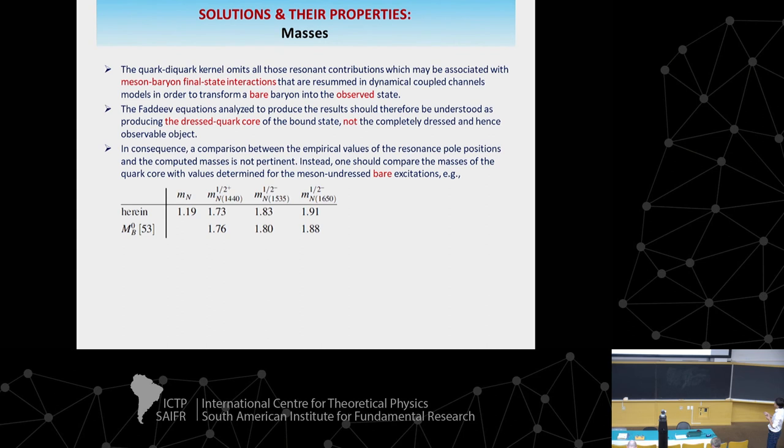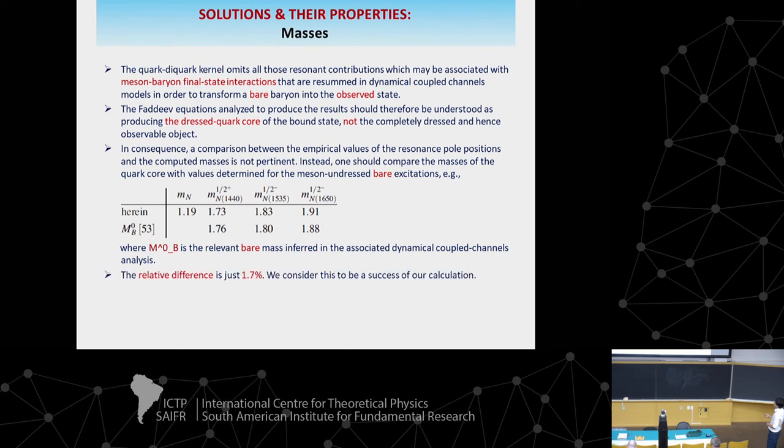The first row here is our results, and the second row here are the results inferred from the associated dynamical coupled channel analysis. The relative difference is just 1.7%. We consider this a success of our calculation. We need to say here, these two calculations are totally independent, but they are very close.